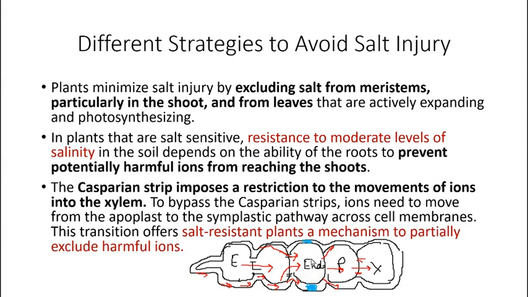By concentrating them into vacuoles. Okay, so in this way, to bypass the Casparian strip, an ion needs to move from the apoplast to the symplastic pathway across the cell membrane. Now this transition offers salt resistant plants a mechanism to partially exclude harmful ions.